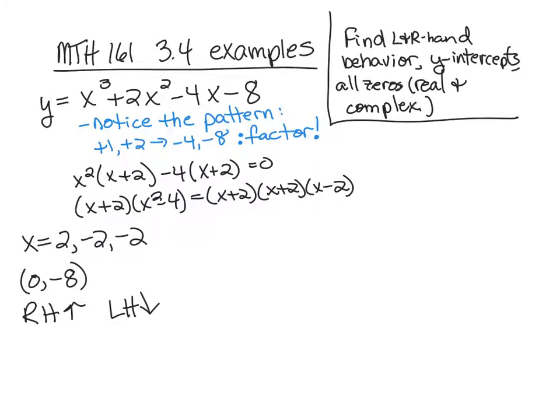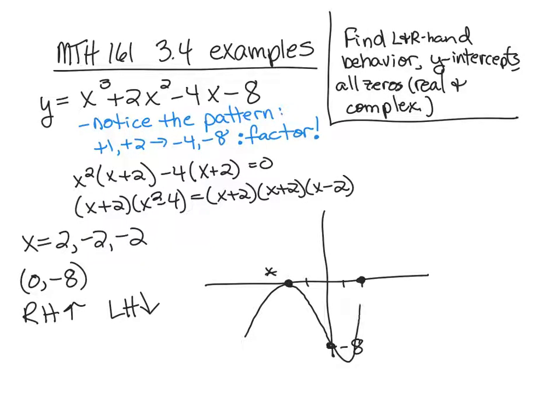Like I said before, right hand is up because of the positive leading coefficient. Left hand is down because it's an odd power. Y-intercept is down at -8. Mark your x-intercepts that you found by factoring. Remember, x-intercepts are where y equals 0. Plot those. Notice that the one that's double has special behavior, right? Multiplicity 2 means that it behaves like a parabola in that area.